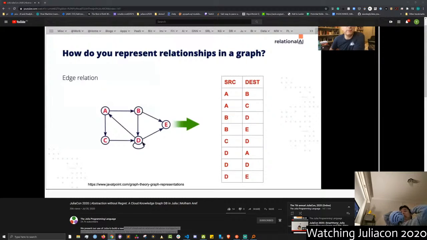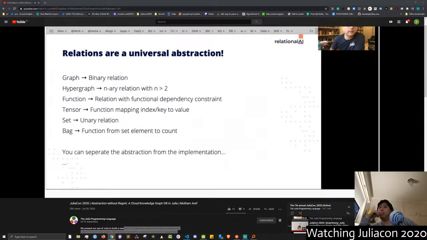If you've worked with graphs before, you know there are different ways of representing them. But a very common way is to represent the edges in a graph with an edge relation that maps source node to destination node if the graph is directed, or just connects two nodes if the graph is undirected. And so here's a quick example of that.